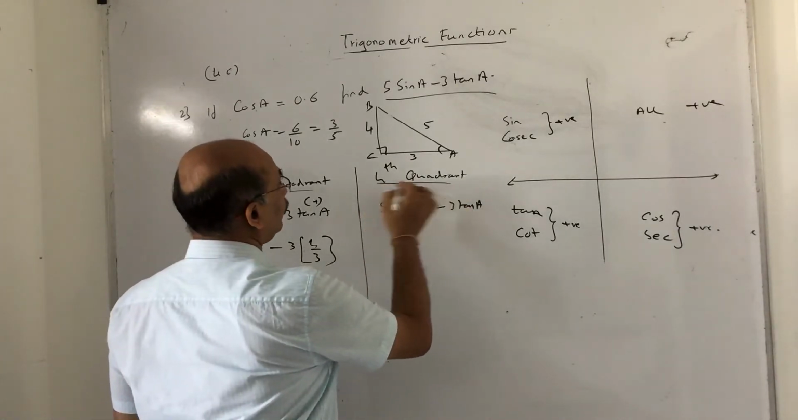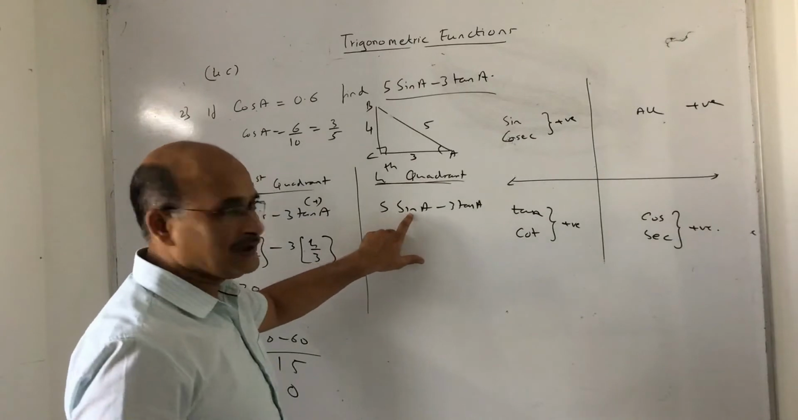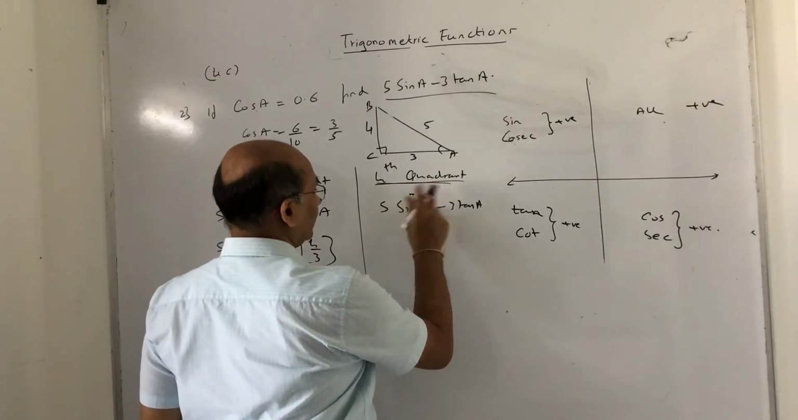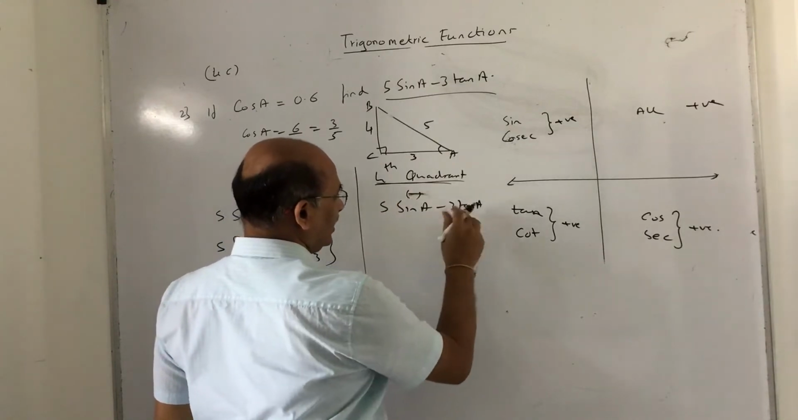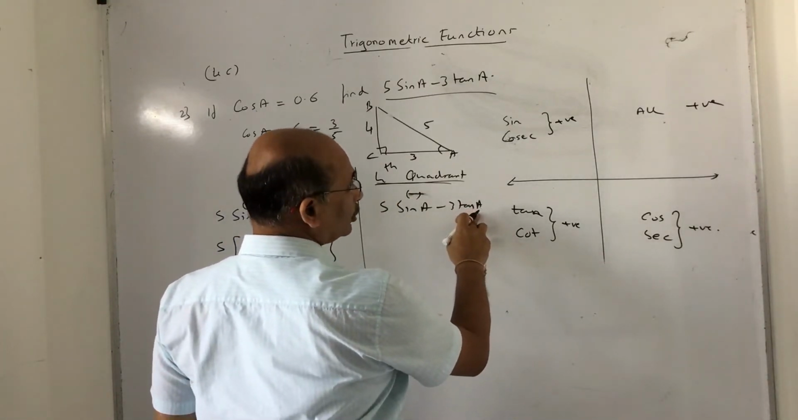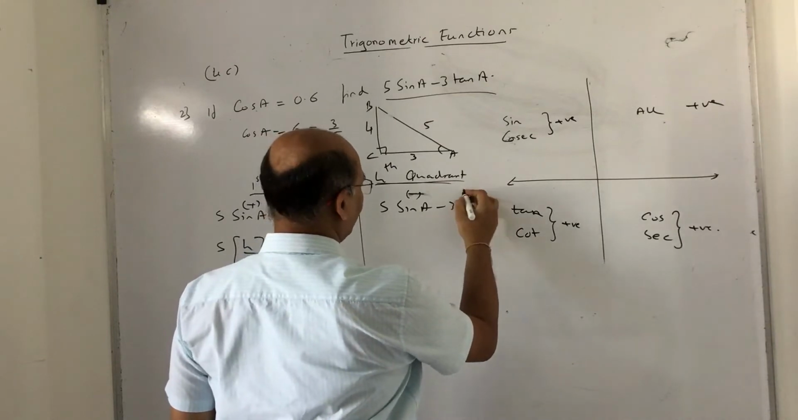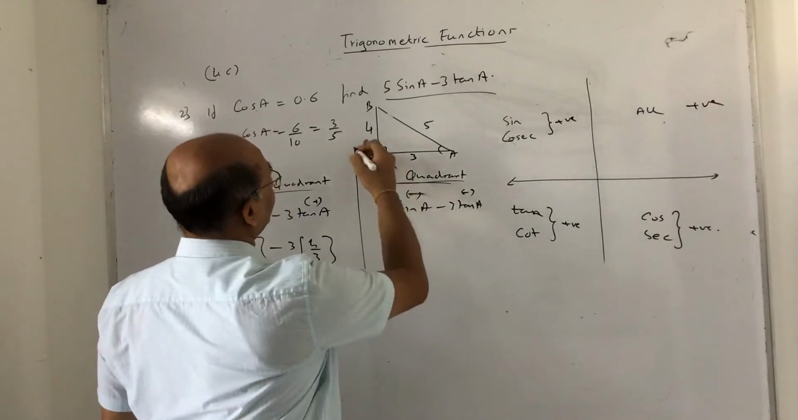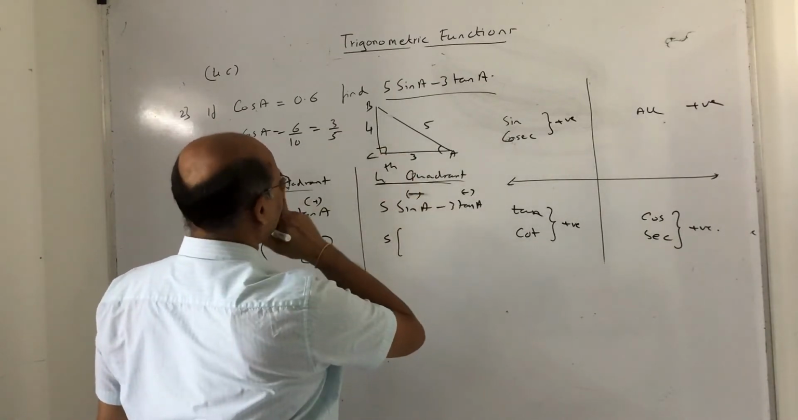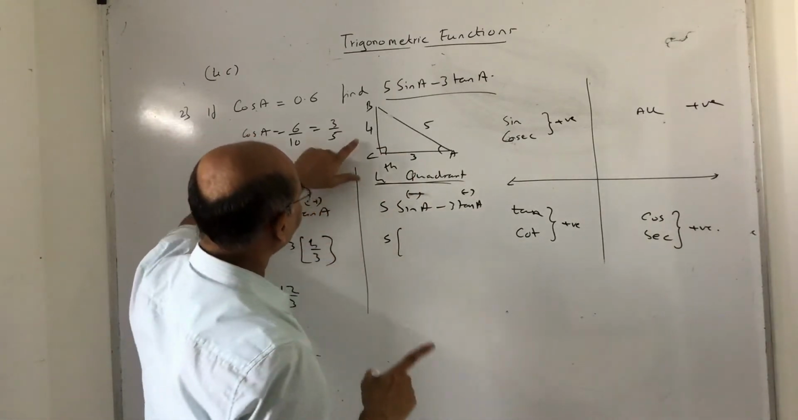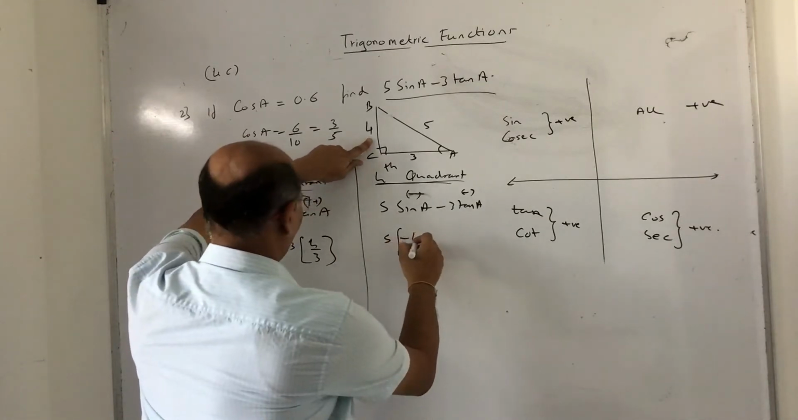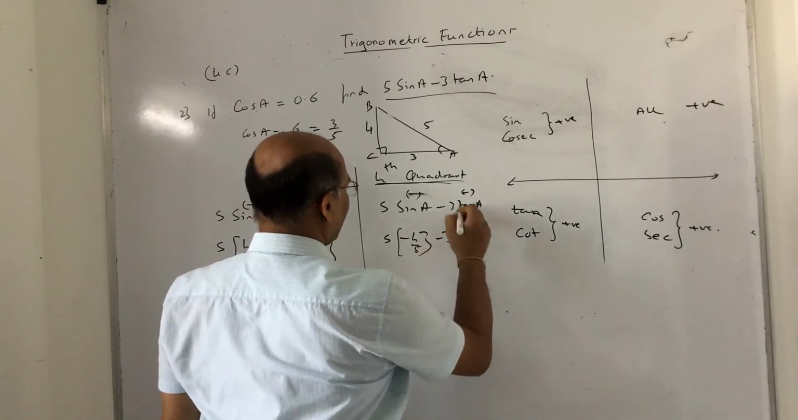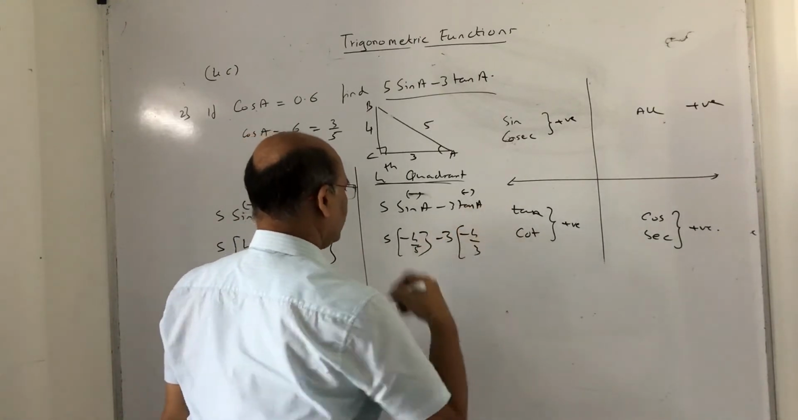Here I am talking about the fourth quadrant. Now in the fourth quadrant, is sine positive or negative? Sorry, sine is negative. So I put a minus sign, and 3 tan A. Tan A is also negative. Put the sign so there is no mistake. So 5 into sine A. Sine A is negative here, so minus 4 upon 5. You can take the values as they are. Minus 3, tan A is negative, minus 4 upon 3.